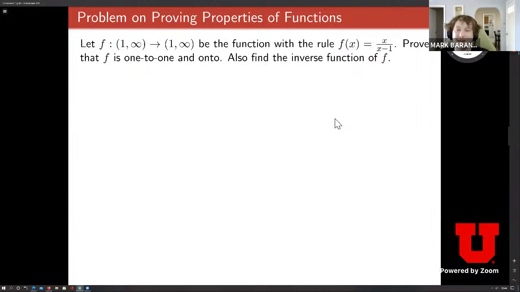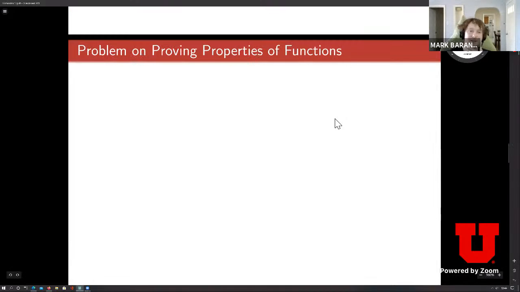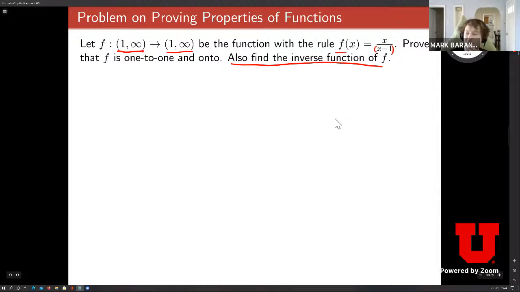So this one is the function from the set 1 to infinity that maps to the set 1 to infinity. And it has the rule f of x equals x divided by x minus 1. And we need to prove that f is 1-to-1 and onto. And we need to find the inverse function of f. So which one do we want to do first? 1-to-1 or onto?